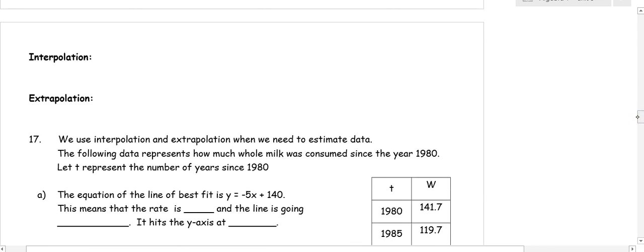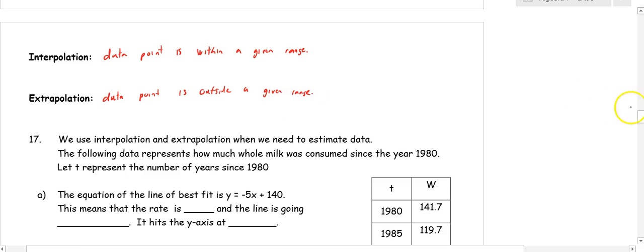The last thing we're going to talk about then is interpolation and extrapolation. When we talk about this, this is when we use it to estimate data. Interpolation means the data point is within a given range, and extrapolation means that the data point is outside a given range. So let's look at an example with that.